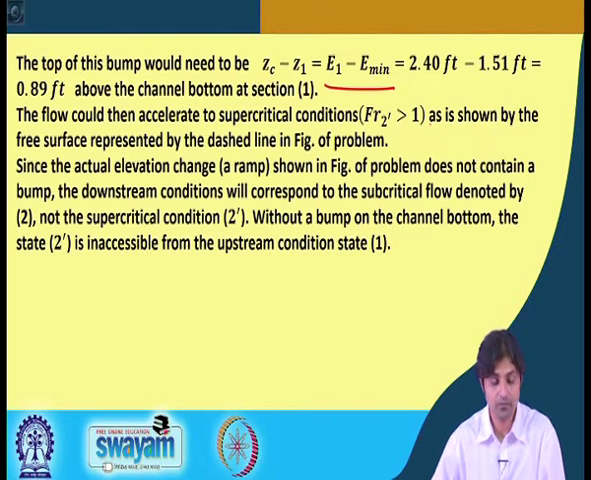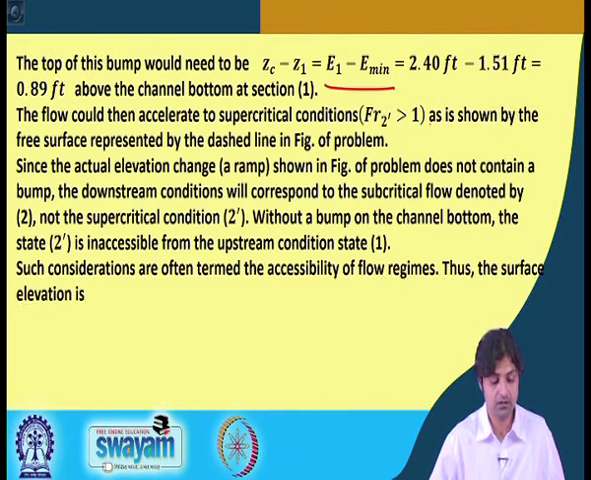The flow could then accelerate to supercritical conditions as is shown by the free surface represented by the dashed line. Since the actual elevation change shown in figure of the problem does not contain a bump, the downstream condition will correspond to the subcritical flow denoted by 2, not the supercritical condition 2 dash. Without a bump on the channel bottom, the state 2 dash is inaccessible from the upstream condition state at 1. Such considerations are often termed the accessibility of flow regime.